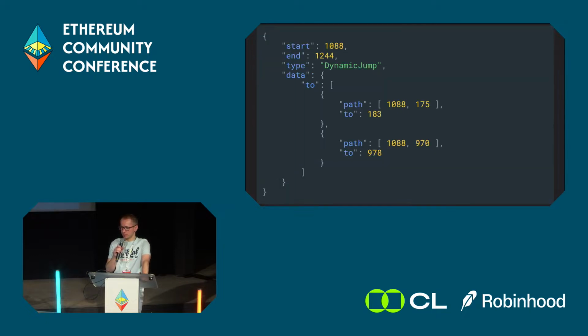And in a dynamic jump, if the jump destination depends on the path by which we came to this block, then I produce, like, if we came from this node, then we go out to this node. It's similar to a phi function in SSA analysis, if you want to know.